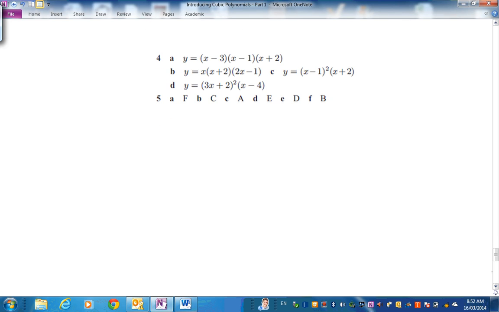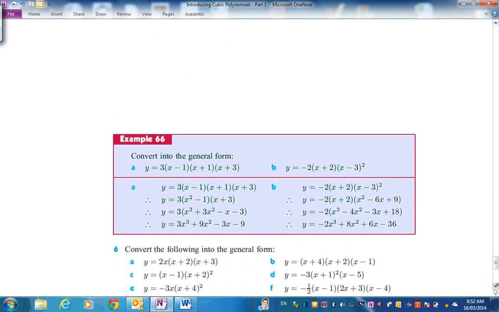So there's questions 4 and 5 with their particular matchups. Okay, how did you go? Alright, it's all about these forms, isn't it? And knowing the relationship to the graph. Alright, let's have a look at the last little section here.